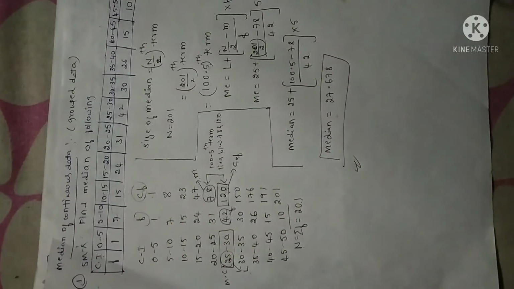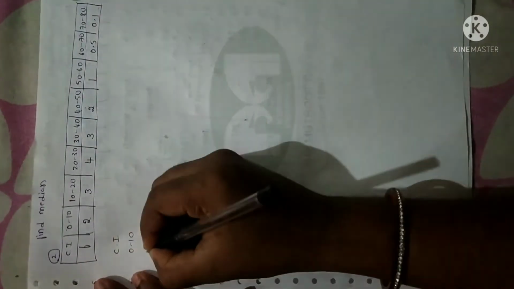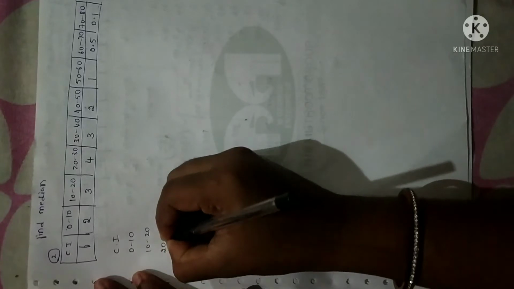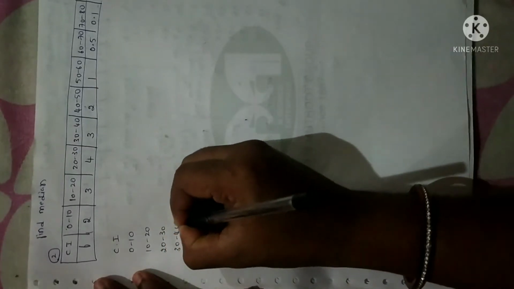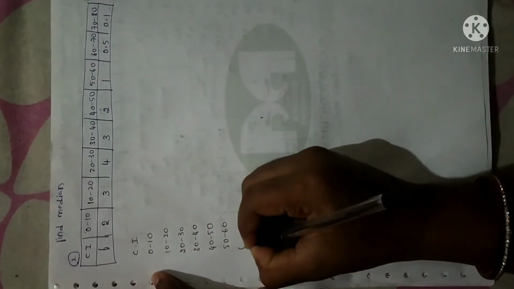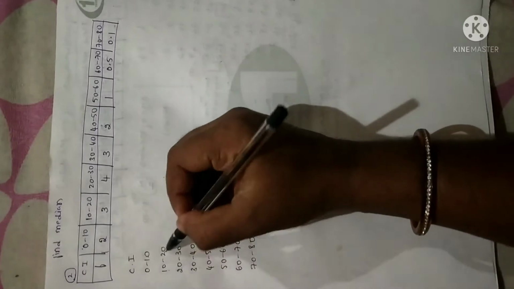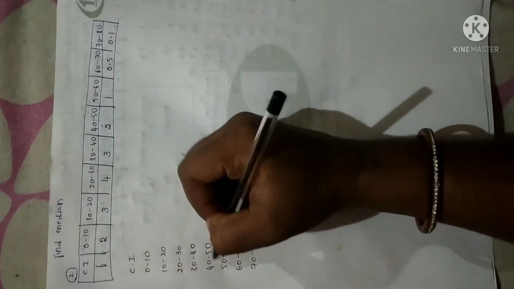Hope it is clear for you. Anyhow, let me explain one more problem so that you will understand very well. Here is the problem. I am just explaining the steps in detail, you just listen to me. First step, write down the given data. The class interval is given. So make a list of class intervals: 0 to 10, 10 to 20, 20 to 30, 30 to 40, 40 to 50, 50 to 60, 60 to 70, 70 to 80. Before that, whenever a class interval is given, make sure whether there is continuation of data or not. Anyhow, it is continuous data only.